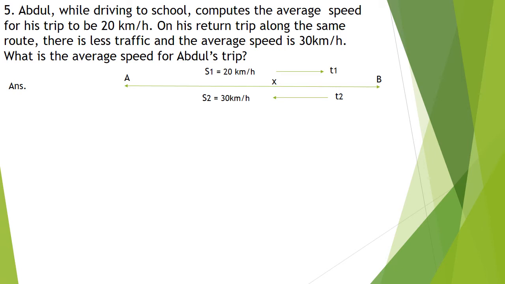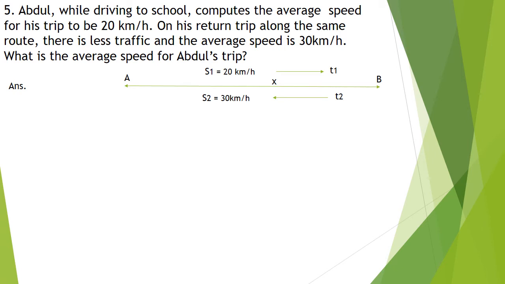So children, read the question very thoroughly and try to imagine it. I have given a figure there, just try to understand that. So suppose A is Abdul's home and B is his school. So his trip has two parts. First he is going from his home to his school and then he is coming back from his school to his home. So during his motion from A to B, we know that his average speed, that I have given as S1, is 20 km per hour.